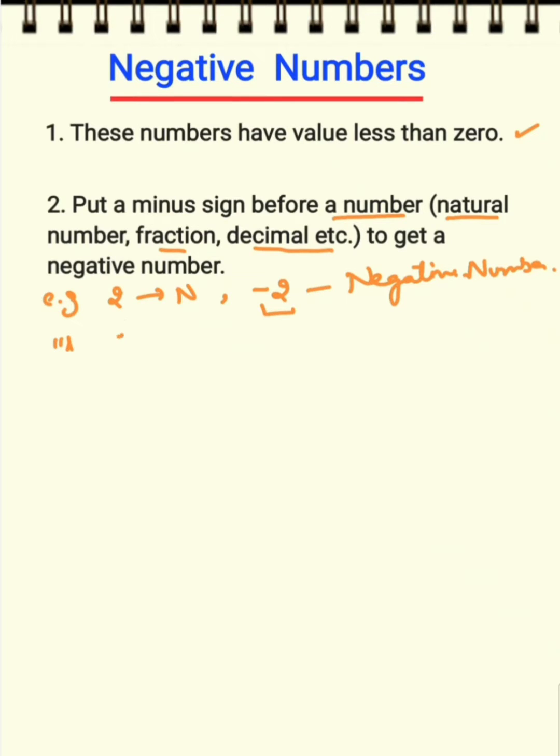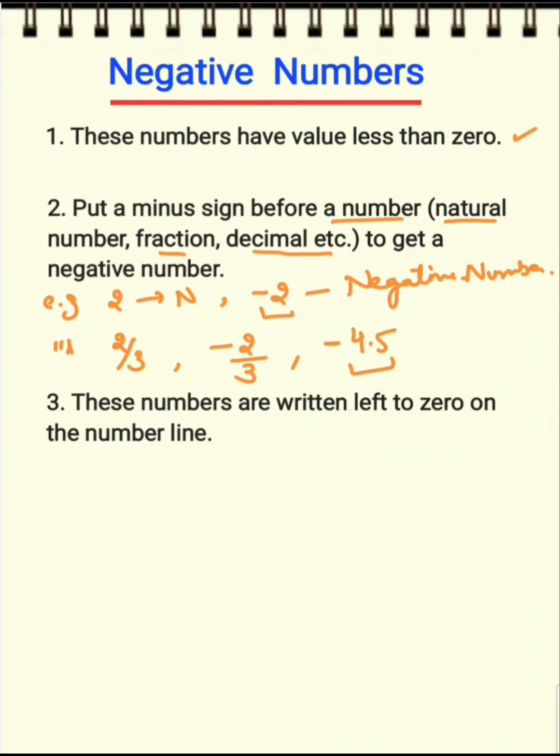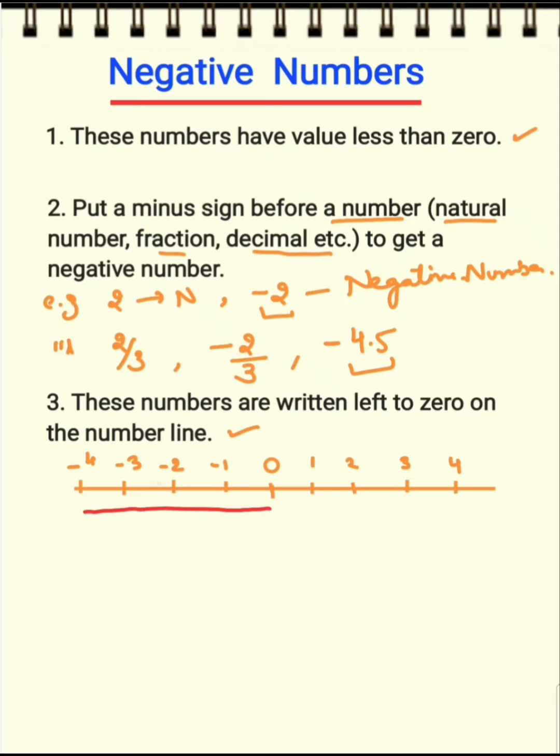Similarly, 2 by 3 is a fraction, and if I put minus before this 2 by 3, I will get a negative number. And for decimals, for example, 4.5, this is a decimal. If I put this negative sign over here, I'll get a negative decimal. These numbers are written left to 0 on the number line. This is the number line, and all these numbers left to this 0 are negative numbers. And all other numbers right to 0 are positive numbers.